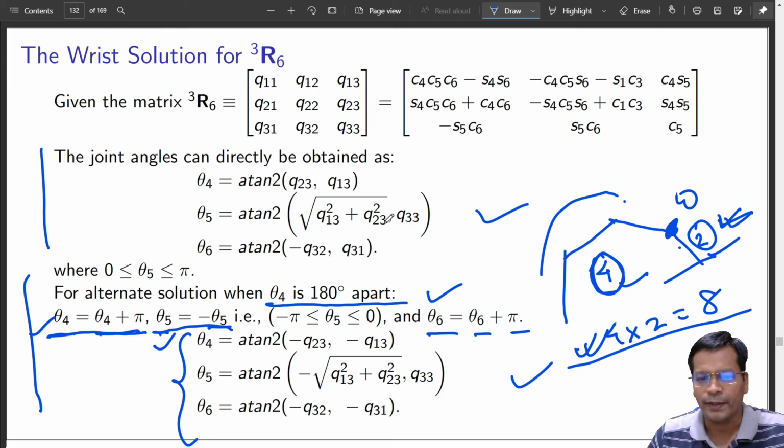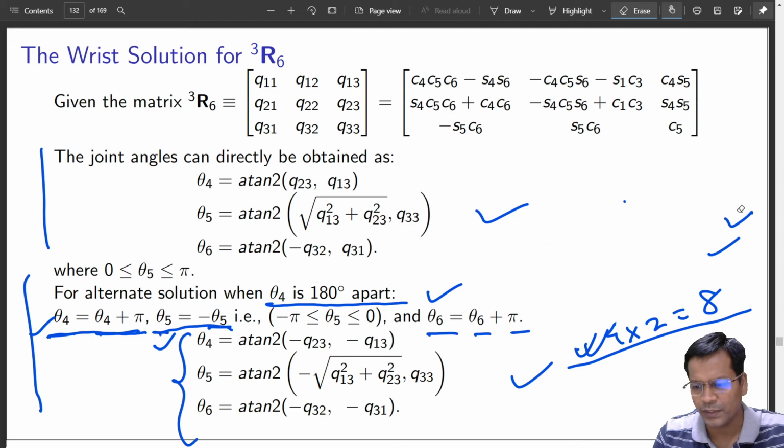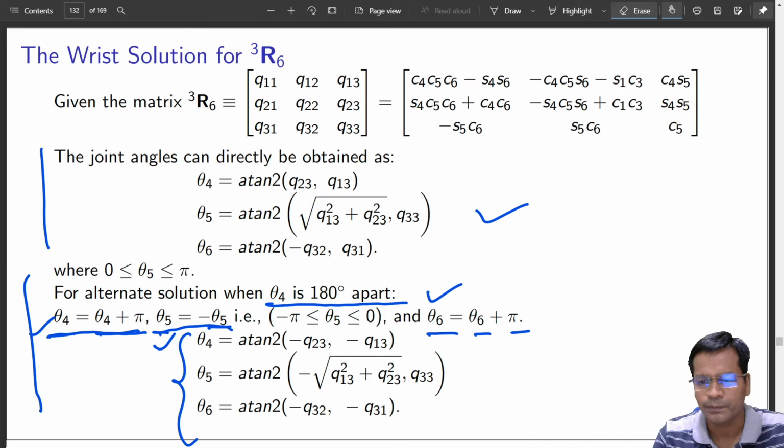Not necessarily. Why? Elbow down will also be included. Yes, definitely. You see, there are four solutions. So another one has to be like this. I'll draw one by one. Maybe I can show you some RoboAnalyzer or something after this. So that will include this. Let me draw it here quickly, at least one or two of them.